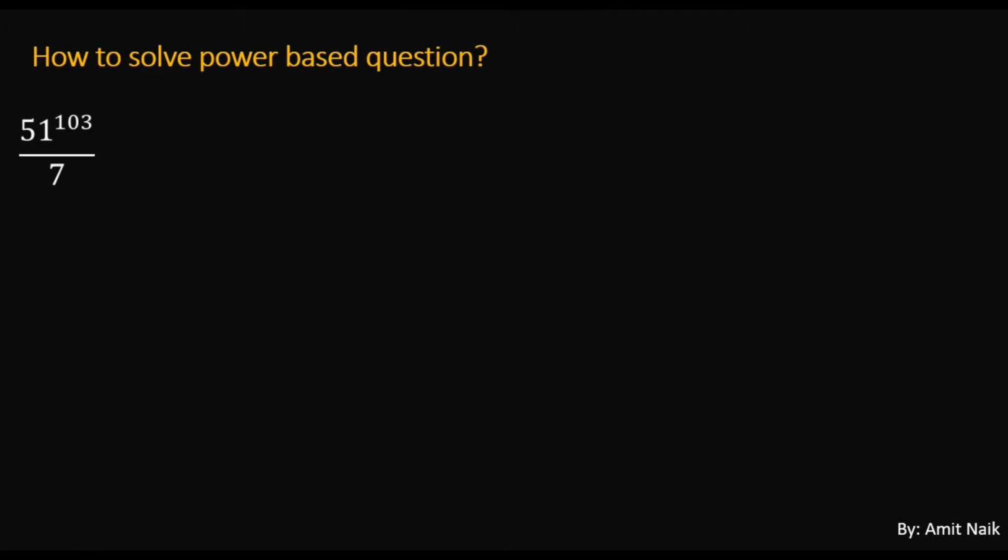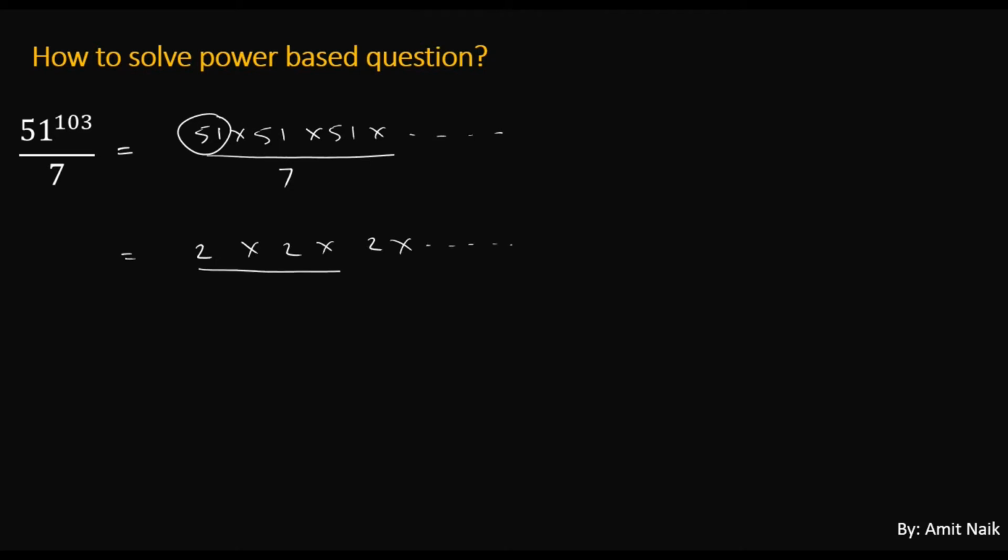Check this question now. 51 to the power 103 divided by 7. Now this means 51 is to be multiplied 103 times in the numerator and then divided by 7. Now 51 divided by 7 leaves me a remainder of 2 in each case, right? But will we be able to calculate the multiplication of 2, 103 times? Yes, we might be, but that will take a lot of time. So to avoid that, we will have to think of something else.